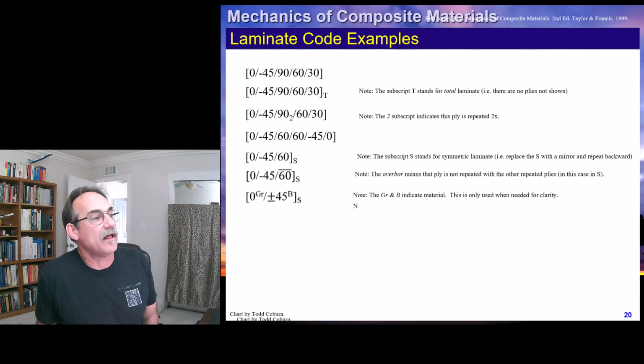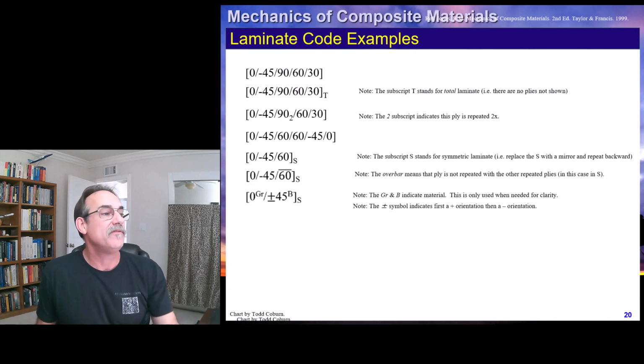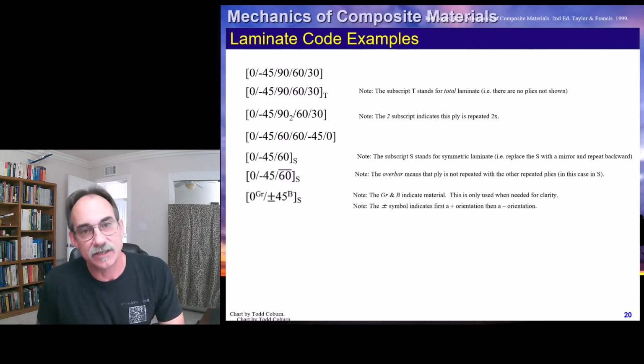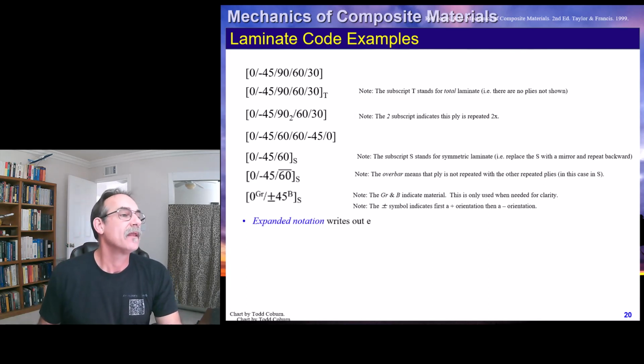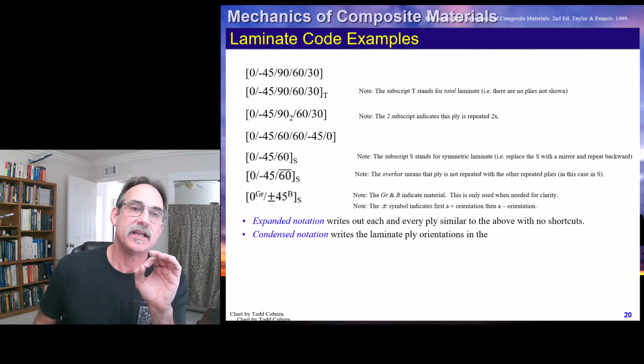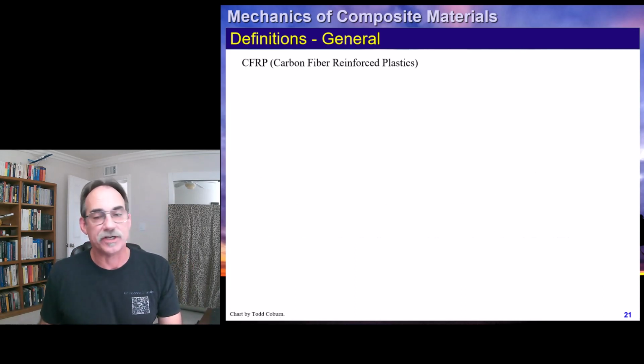This says we've got a 1, 2, 3, and it's symmetric, so 6 plies. We've got a 0 direction graphite epoxy. We've got a plus and then a minus 45 boron. Then we've got everything backwards. So a minus 45 boron, a plus 45 boron, and a 0 degree graphite. Expanded notation once again calls out every single layer, and condensed has the max compression using this kind of terminology. So that's how we identify laminate codes.